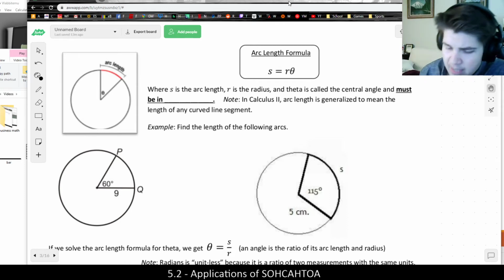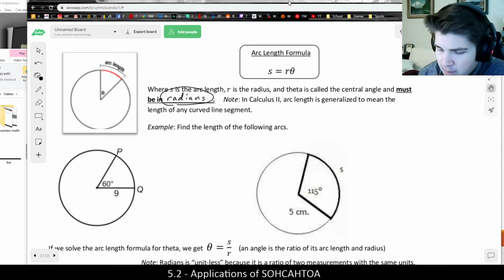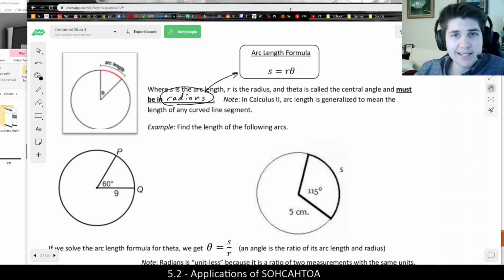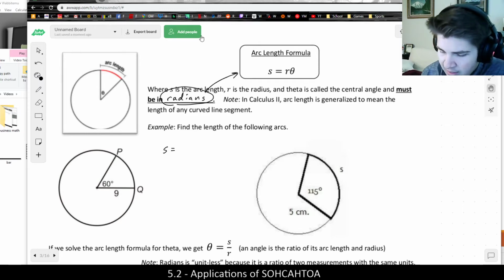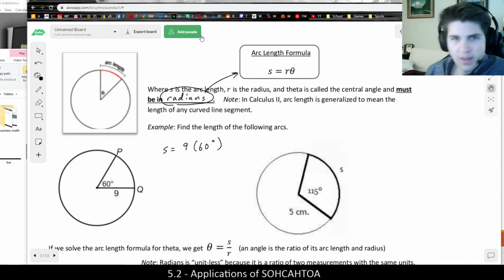The interior angle is also often called the central angle of the circle. Something very important about this is that the angle you use in this formula must be in radians. If you plug in 60 degrees, the formula doesn't make sense. Let's say we didn't know that, and we said the arc length S is equal to r times theta. If we plug in theta in degrees, we get 9 times 60, which is 540 degrees.